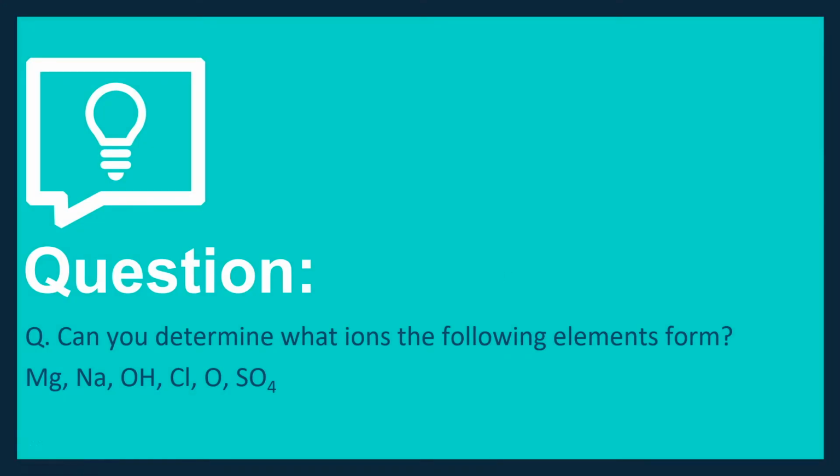Alrighty, what would the following form? We've got magnesium, sodium, an OH group, which we call hydroxide, chlorine, oxygen, and an SO4 group that we call sulfate. So pause the video, have a bit of a think, look it up if you need to, and see if you can work out the answers.